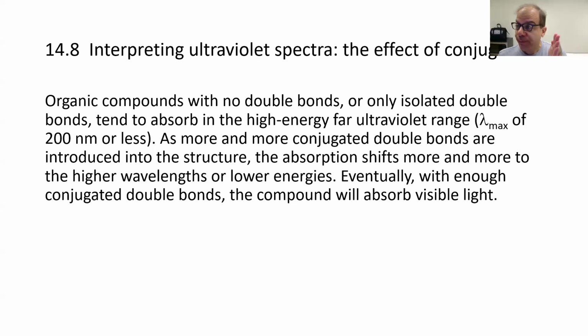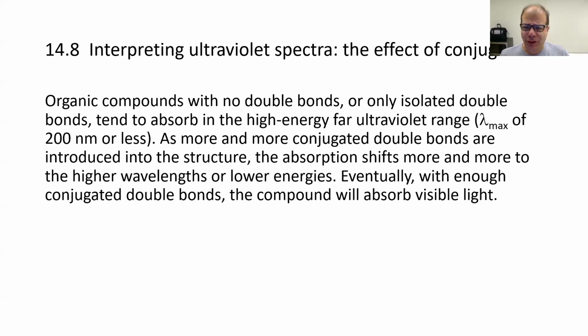And then as you introduce more and more conjugated double bonds into the molecule, that lambda max figure shifts more and more to higher wavelengths. So that number gets larger and larger. And eventually, if you add enough conjugated double bonds, the absorption will come out of the ultraviolet into the visible range, and it will start to absorb visible light, and the compound will take on a color.